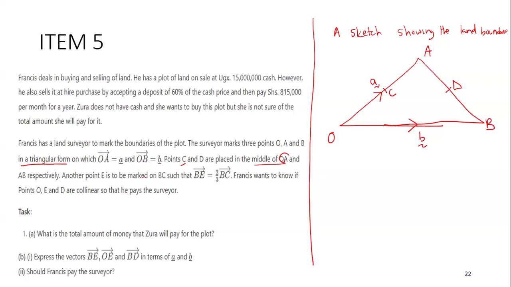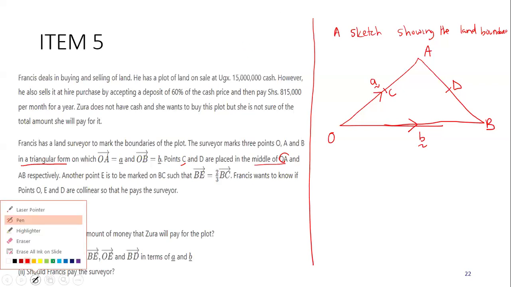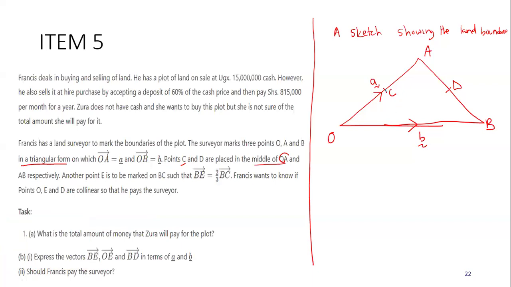Another point E is to be marked on BC. Now you join B to C. So I'm going to come here and I join B to C like that. That is my line B to C. And they have placed there a point E. Let me say this is my point E, such that B to E is 2/3 of BC.